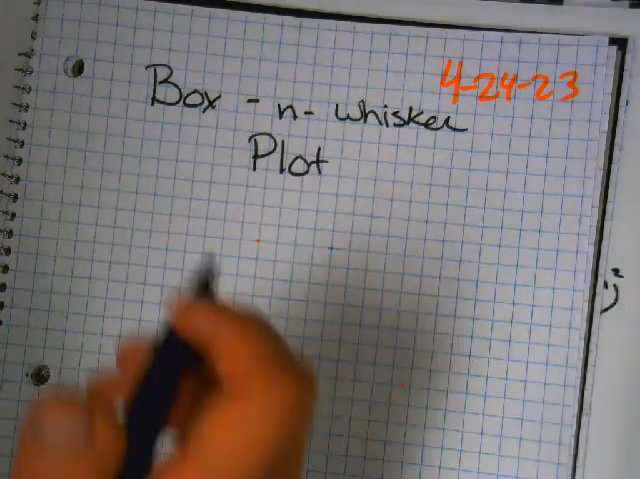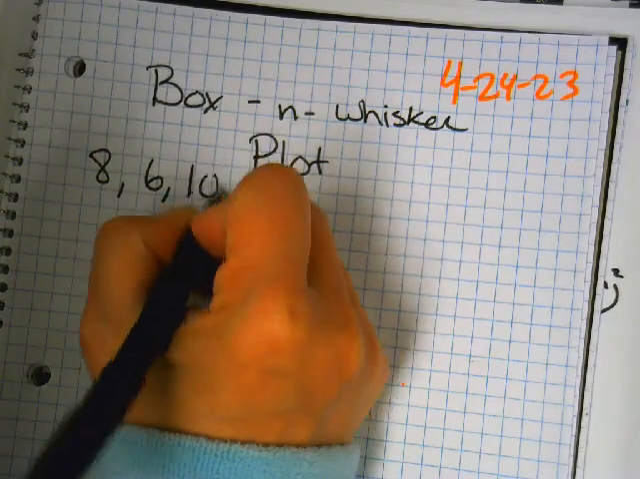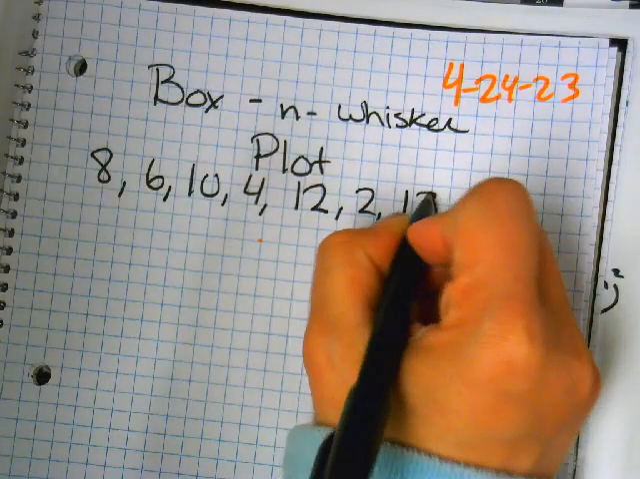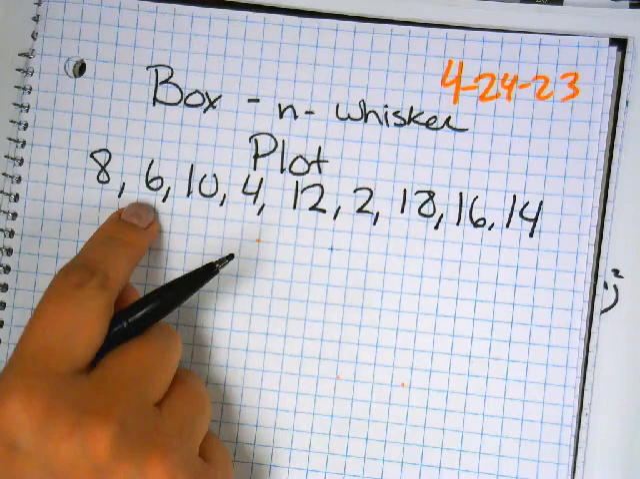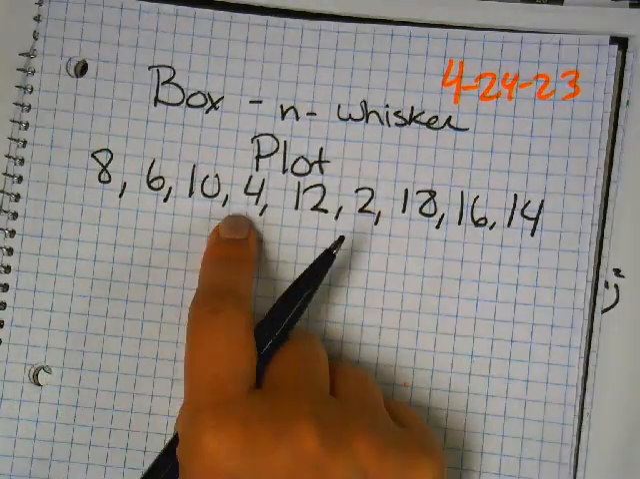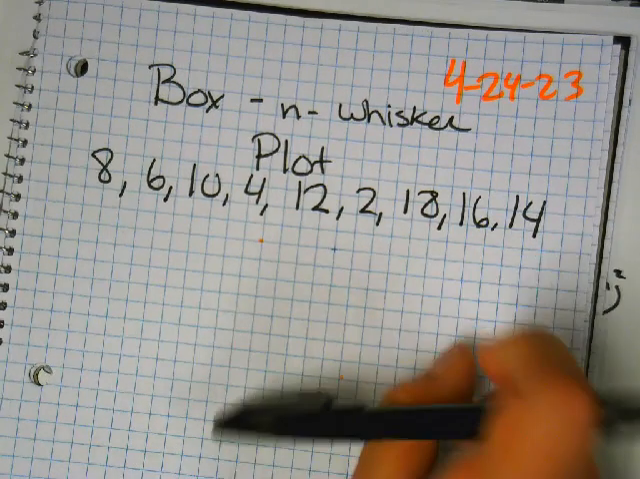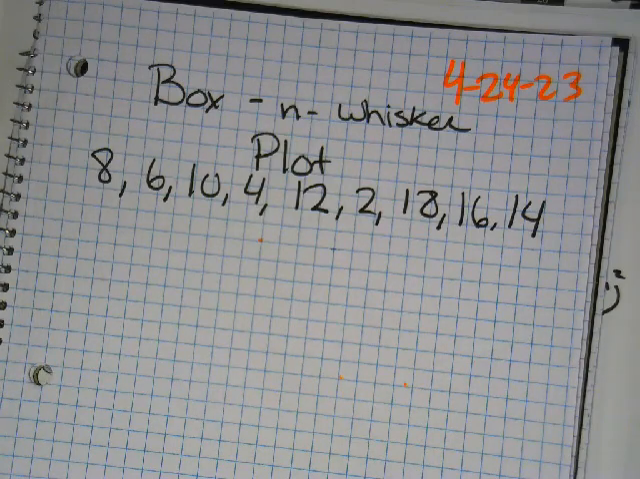All right. So I'm going to give you a list of numbers that you will copy down. 8, 6, 10, 4, 12, 2, 18, 16, 14. So we're going to write those down. We're going to start in our notebook and then we'll head into the packet. But it makes sense right now to do it in your notebook. We will not go in order in the packet. We're going to skip a couple pages and whatnot.